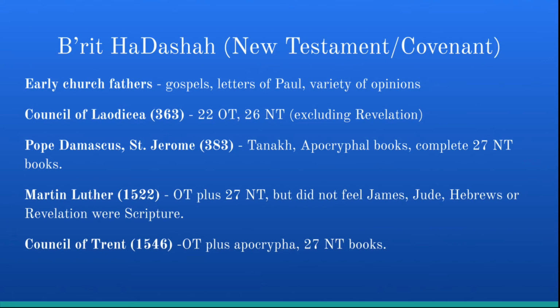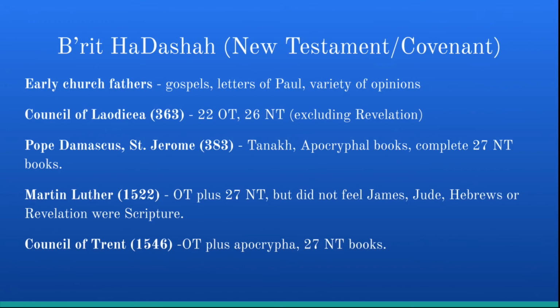Pope Damasus and Jerome in 383 proclaimed 27 books of the NT, including Revelation, as well as the books of the Old Testament, but also included the Apocrypha and other books too. Later, Martin Luther published his version of the New Testament in 1522. He did not believe the books of Jude, James, Hebrews, and Revelation were scripture and wanted to remove them, but ultimately he kept them and put them at the end of the book.